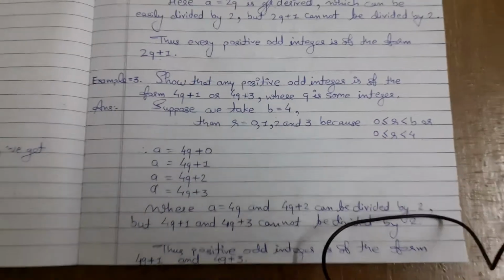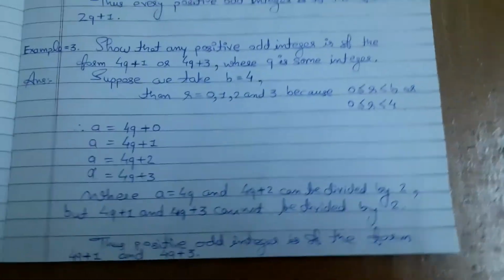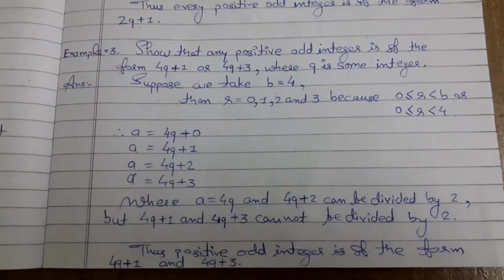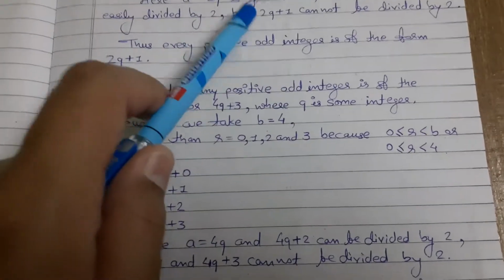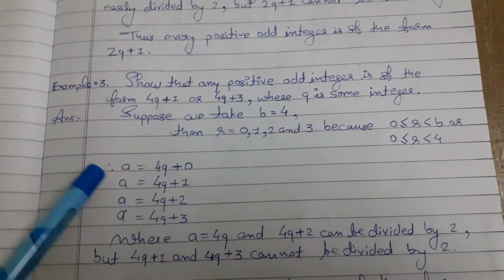2q can be divided by 2, so you will not get any remainder. But 2q plus 1 cannot be divided by 2. Thus, every positive odd integer is of the form 2q plus 1.